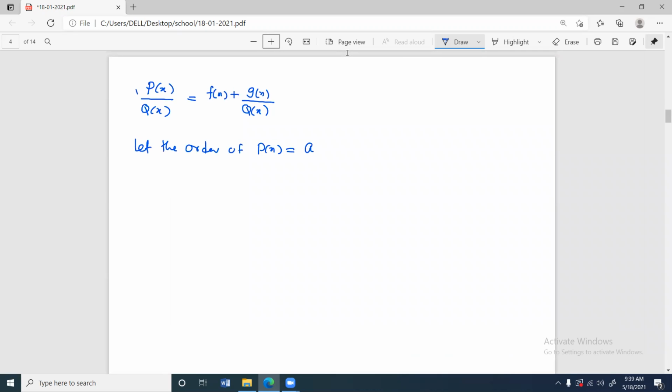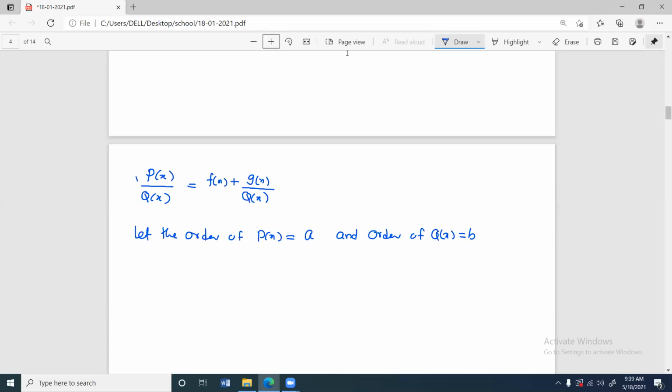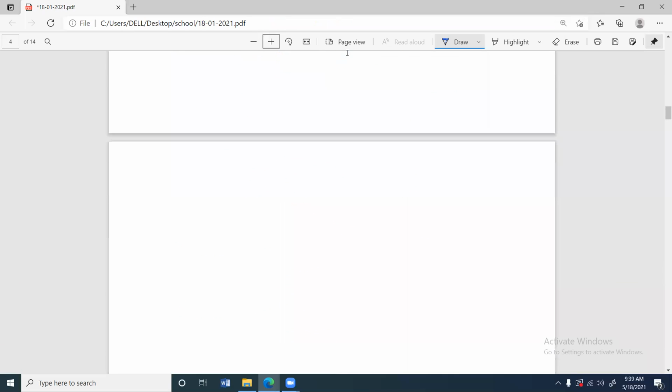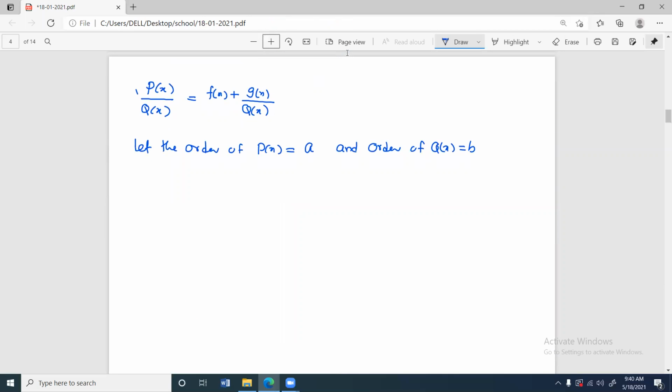Then the order of q(x) is b. If you look up, I just mark it here. What is the order of this? It's 2. The order of this is 2. Then the order of f(x) becomes a minus b. That means the order of this one minus the order of this would be the answer for this.